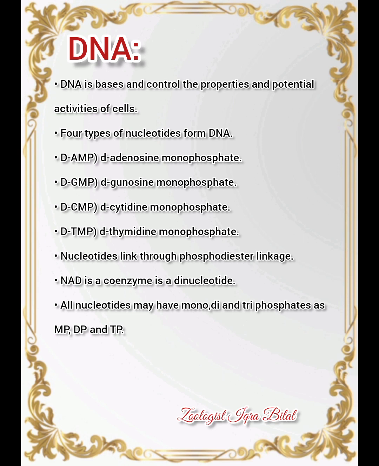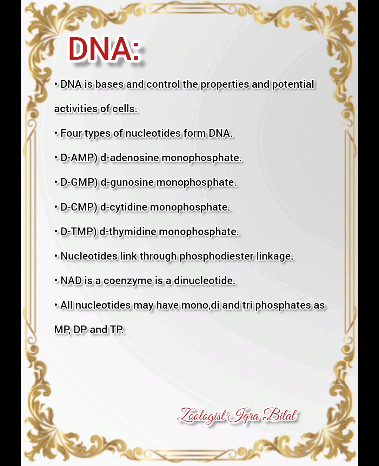DNA is the basis and controls the properties and potential activity of cells. There are 4 types of nucleotides which form DNA: dAMP, deoxyadenosine monophosphate; dGMP, deoxyguanosine monophosphate; dCMP, deoxycytidine monophosphate; and dTMP, deoxythymidine monophosphate. Nucleotides are linked through phosphodiester linkage. It is very important to note which linkage links the nucleotides to form DNA.